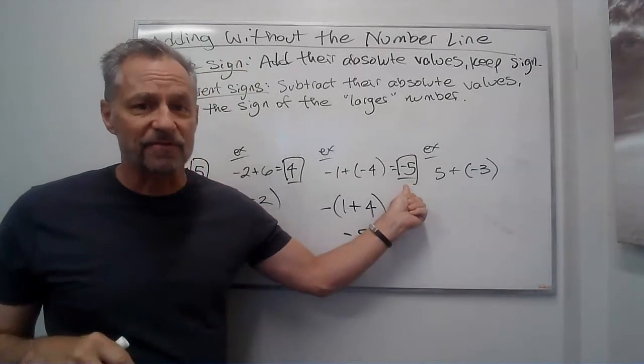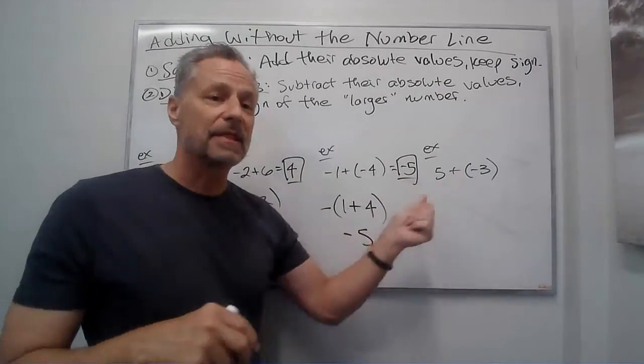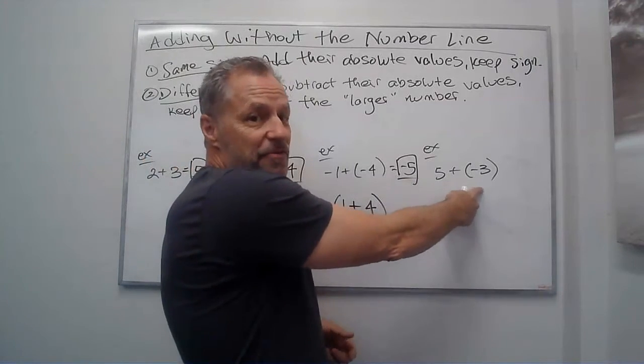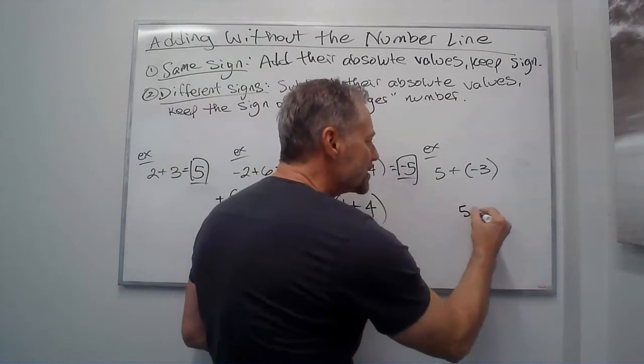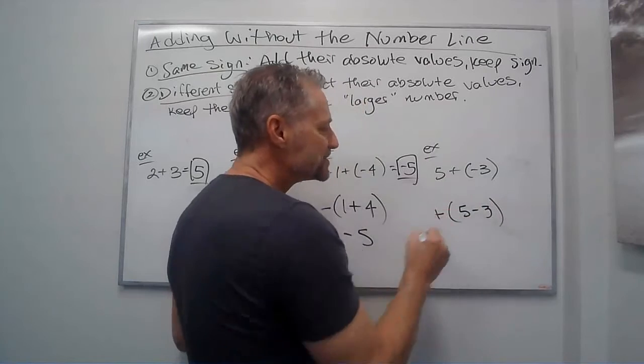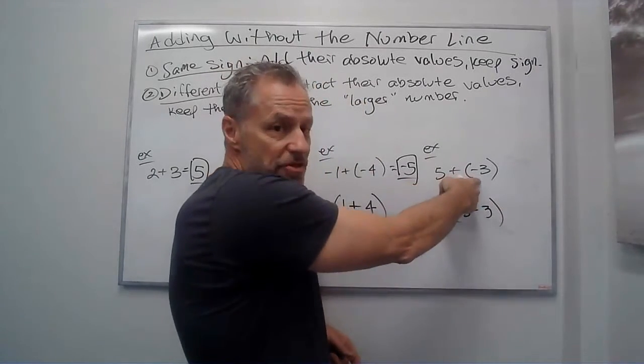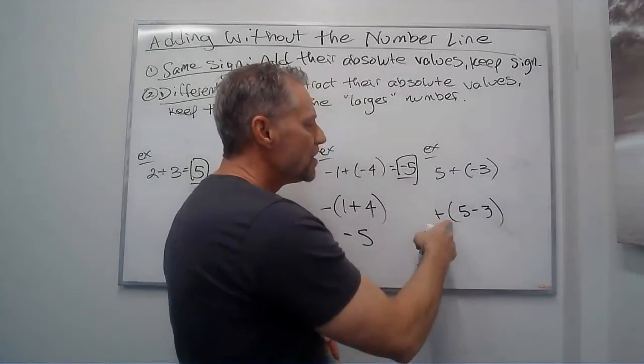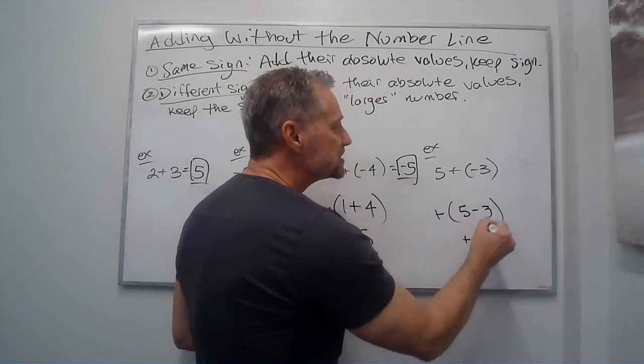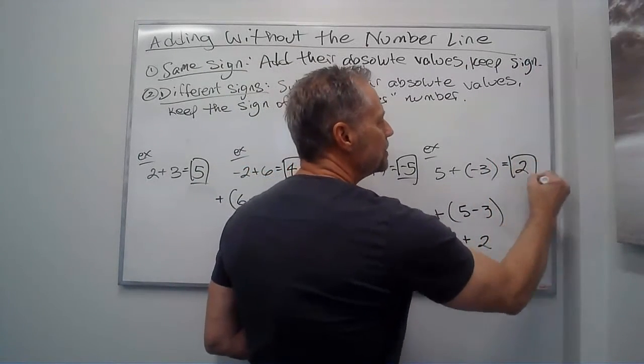I gave away $5. And then lastly, 5 plus -3. Different signs. Subtract the numbers. Keep the sign of the larger one. The 5 is larger than the 3, so I keep that sign. Well, 5 minus 3 is 2. It's +2. That's my answer.